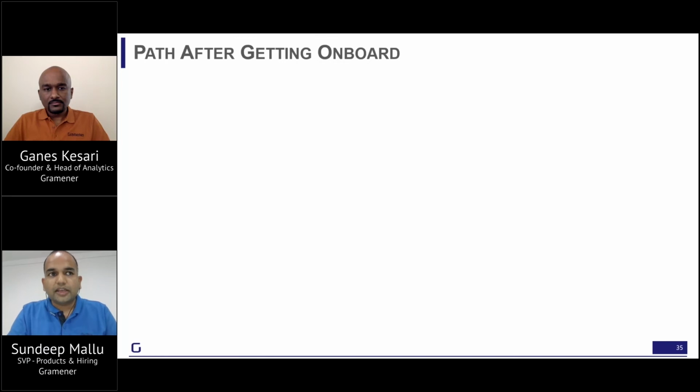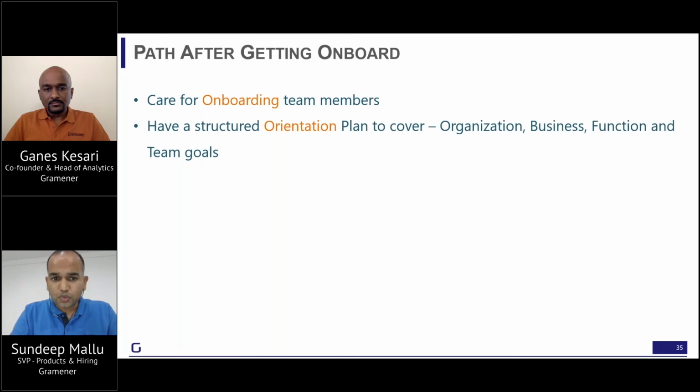You have to ensure there is a very structured onboarding process for all the team members. This will ensure that they feel that they made the right decision in joining the organization. Two, there should be a structured orientation plan for the data science team members, which would cover what the organization does, the objectives and goals of the organization, what business function they are mapped to, what functions they are supporting, and the team goals in which they are operating.